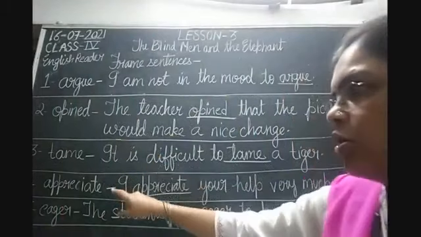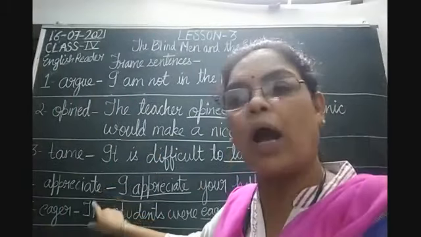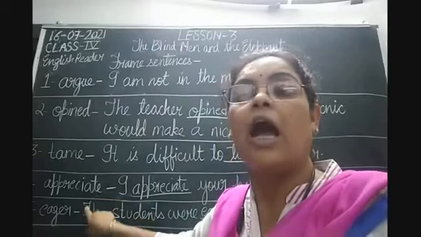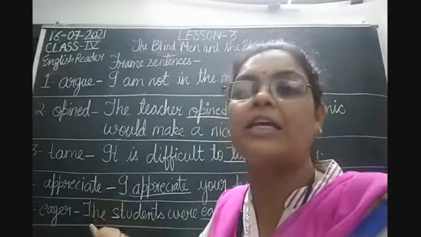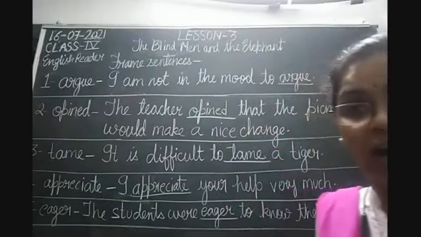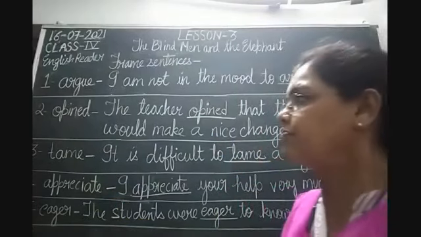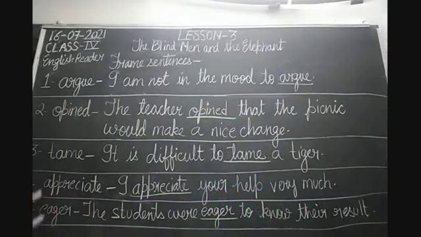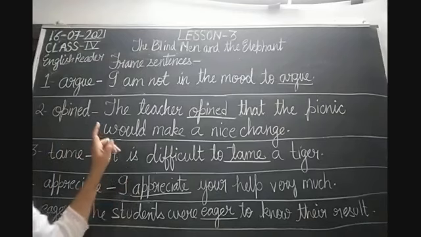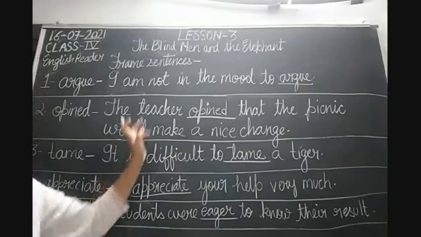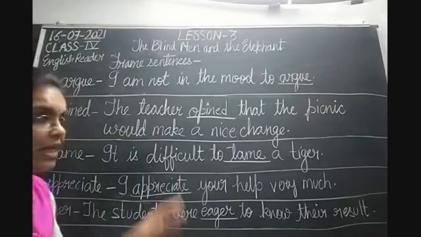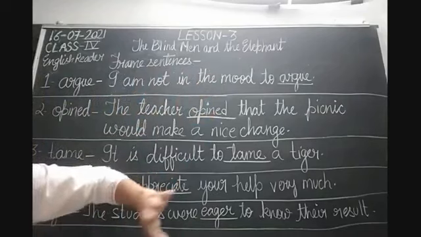Besides these few new words, I've also taken two other words from the lesson that are appreciate and eager. Appreciate means to praise, and eager means curious to know. Janne ki utsukta, jisko hum kehte hain. Fine. So I'll once again revise all these five sentences, children. And please draw a parting line after each sentence. And remember, you must begin a sentence with a capital letter and end with a full stop.